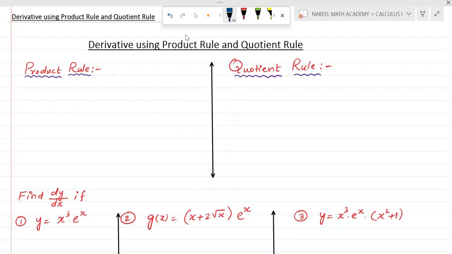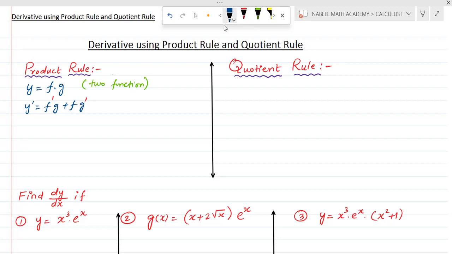So when you have a function y equal f into g. If it is f plus g, we will use linear differentiation. But here it is f into g, a product of two functions. So whenever you have a product of two functions, we apply the derivative: y prime is equal to f prime g plus f g prime. Here f is differentiated, here g is differentiated.